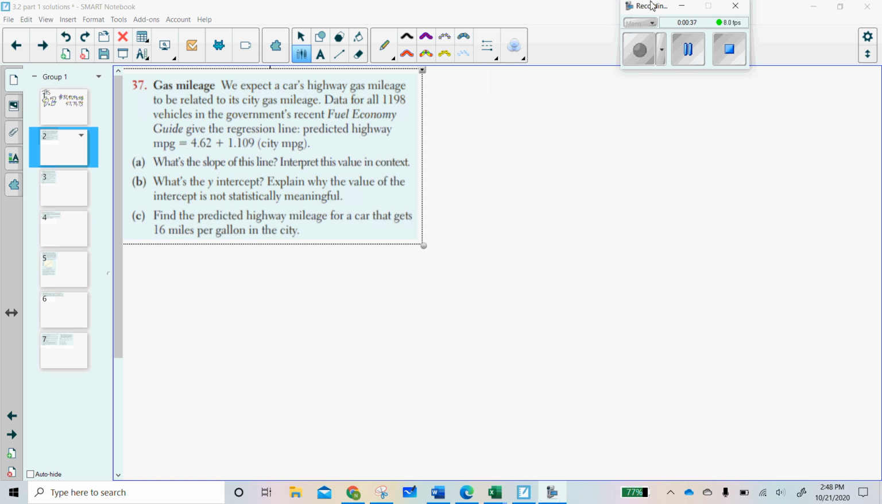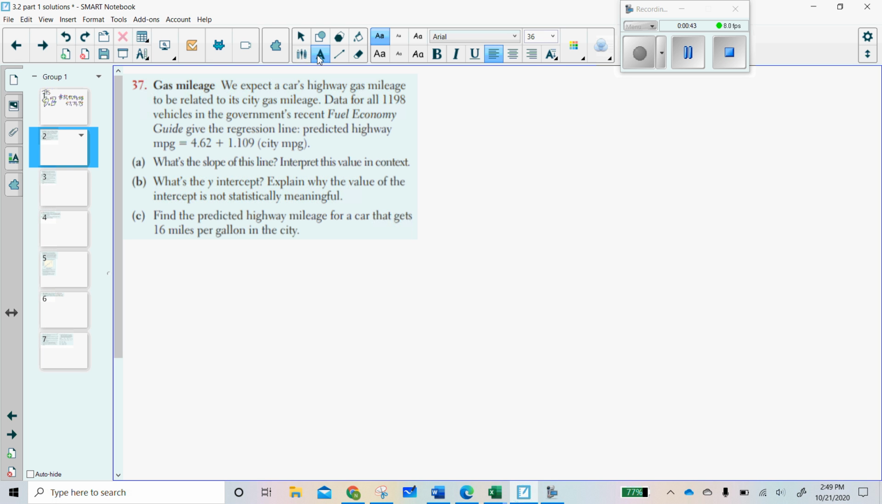All right, our first problem is number 37, and it's kind of like an interpretation question. We expect a car's highway gas mileage to be related to its city gas mileage. Data for all 1,198 vehicles in the government's recent fuel economy guide give us this regression line: predicted highway MPG equals 4.62 plus 1.109 times the city MPG. What's the slope of this line interpreted in context? I've given you some scripts for interpretations, and you probably should use them. You can stray from this a little bit, but you need to make sure it has all of these things in here.